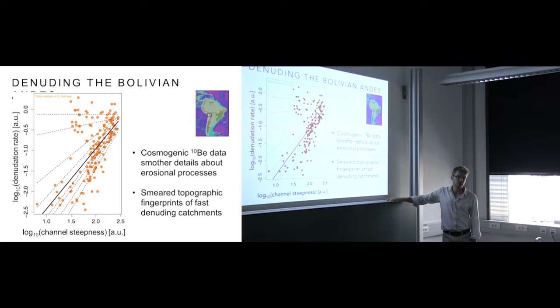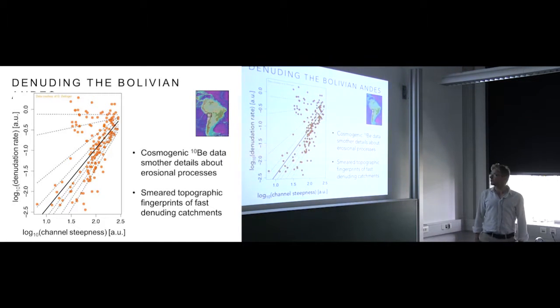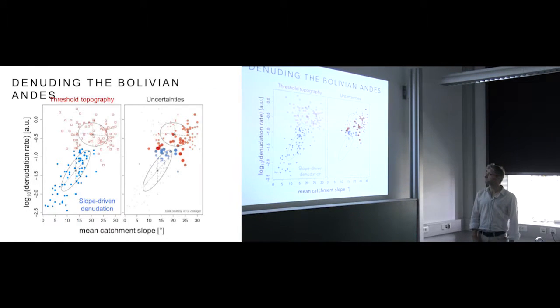So one could argue that the topographic fingerprints of trying to predict denudation are being smeared out of the picture. This is a well-known effect, and a lot of theory has been built around this concept of threshold topography. Okay? At one stage, the landscape is so steep that you cannot really increase it any steeper because it's at its mechanical threshold, and hill slopes will just collapse and produce high denudation rates.